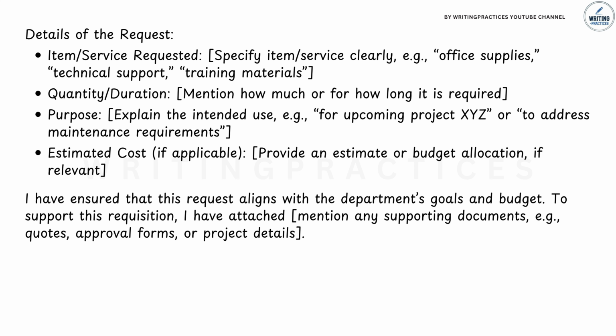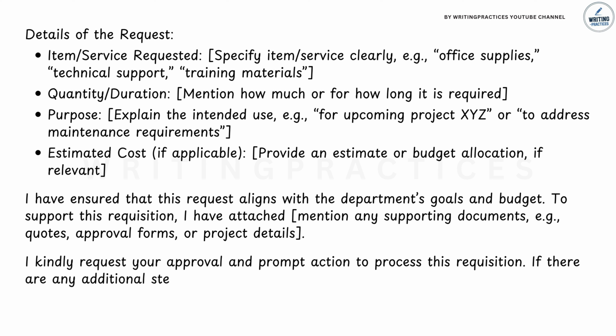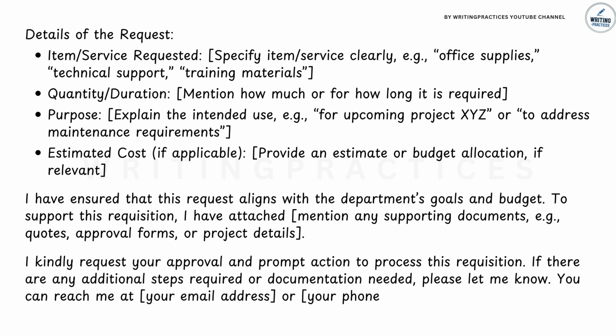Request for approval and next steps. In this section, you politely request the recipient's approval and ask for guidance on the next steps if needed. For example, I kindly request your approval and prompt action to process this requisition. If there are any additional steps required or documentation needed, please let me know. You can reach me at janesmith@email.com or 555-123-4567 for any clarification. This paragraph conveys your readiness to cooperate and emphasizes the importance of prompt action.